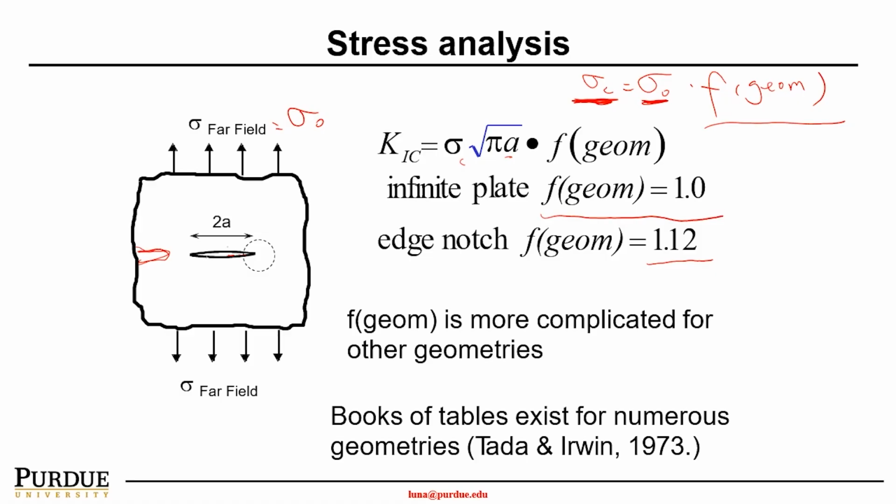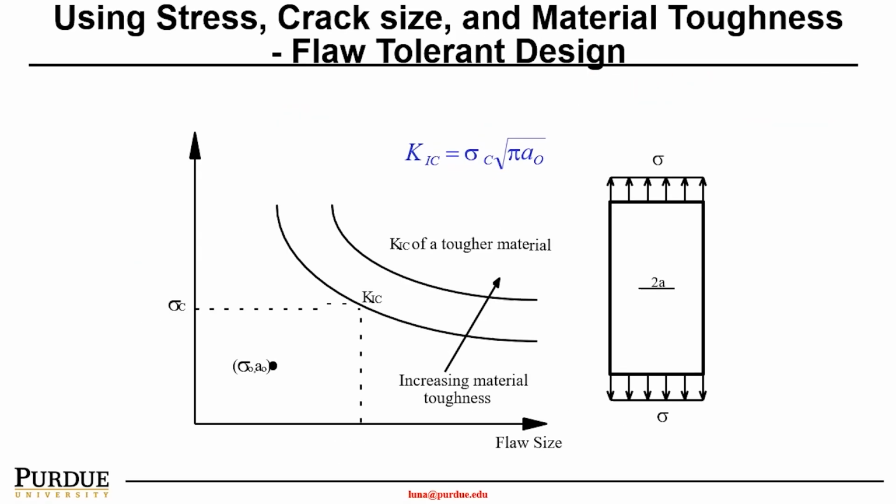In real engineering design, there is a book of tables for numerous geometries, based on Tada and Irwin's work in 1973. This can be a very complicated geometry factor. So using the stress, crack size, and the material toughness, the design is called flaw-tolerant design.